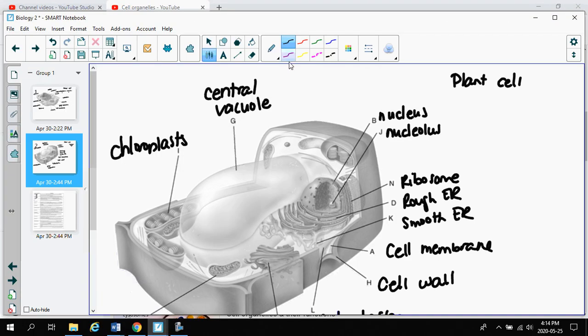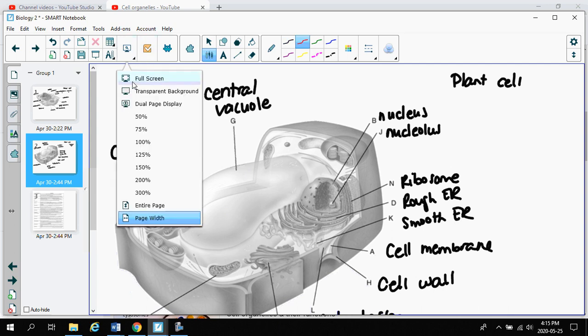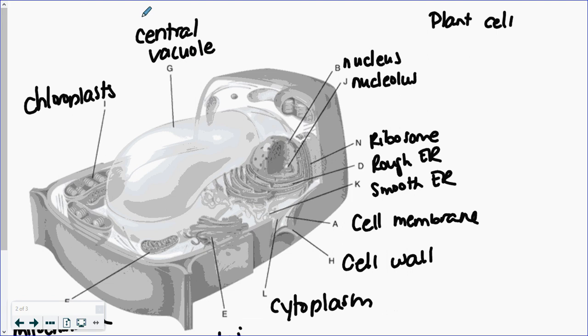So just to highlight a couple of those things that were unique to one and the other. Ooh, what's going on here?